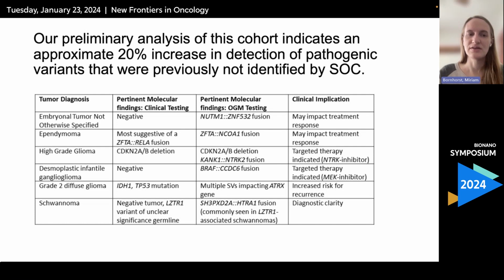And then we also looked at a DIG that had negative molecular testing, but we did find a BRAF fusion, which could have potentially indicated MEK inhibitor therapy for this patient as well.